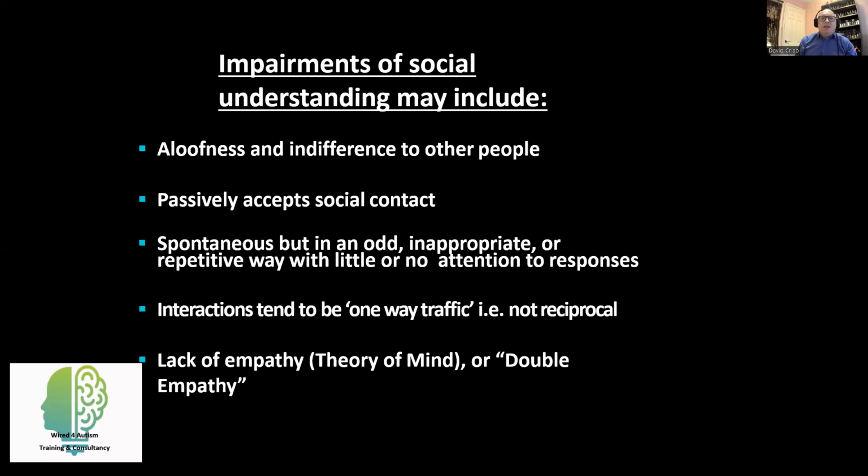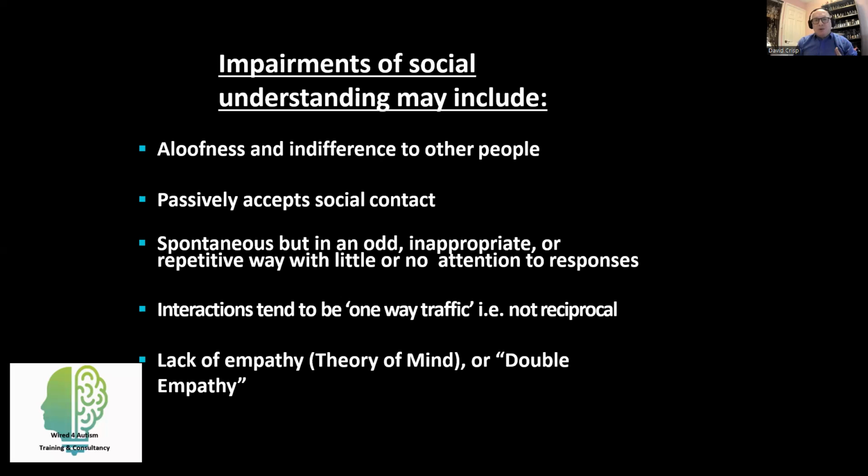So impairments of social understanding may include aloofness, indifference to other people, being a bit of a loner. A young child might not play with others but alongside them, not really acknowledging their presence, may passively accept social contact, may repel it entirely, may be spontaneous but odd, producing inappropriate or repetitive ways with little or no attention to responses, almost like trapped in their own little world. Interactions tend to be very often one-way traffic, i.e. not reciprocal. We're not reciprocating how someone responds to ourselves.